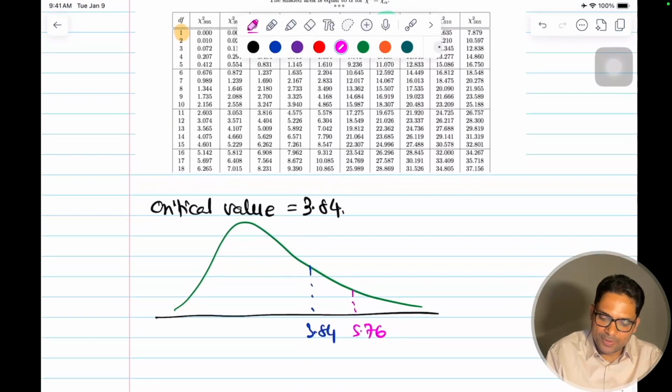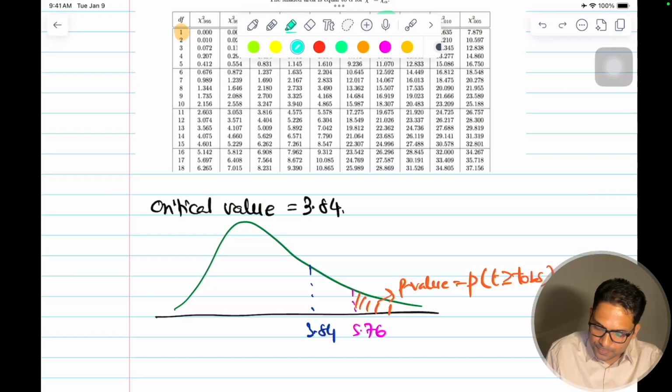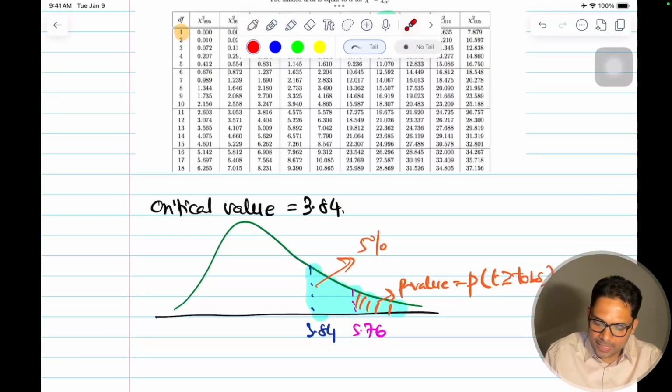So what does it say? My p-value here is this region, equal to the probability of observing t greater than or equal to t observed. This is the chi-square value in our case, and this is your critical value. Let me use a different color. This is your significance level, so the area under the curve here should be 5%. Definitely the area under the curve here is less than 5%, so it is not meeting the criteria. It is less than the significance level, so it is significant.